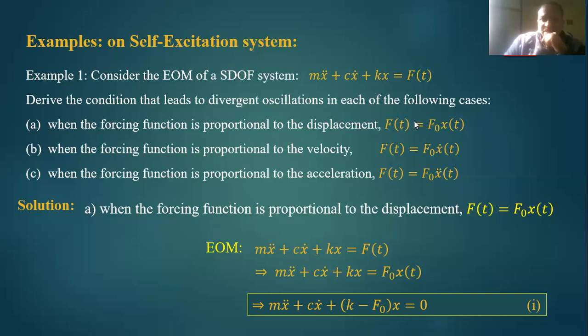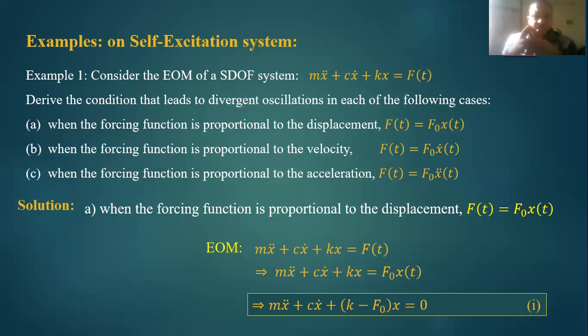So the self-excitation is because of the displacement parameter, because most of the self-excitation comes from the system parameters. So now this is the first case. Another, second case, is when the forcing function is proportional to the velocity, f naught x dot of t. So instability results due to velocity. And the third case is when f of t is proportional to the acceleration of the motion. So these three conditions will help us to analyze the self-excitation system.